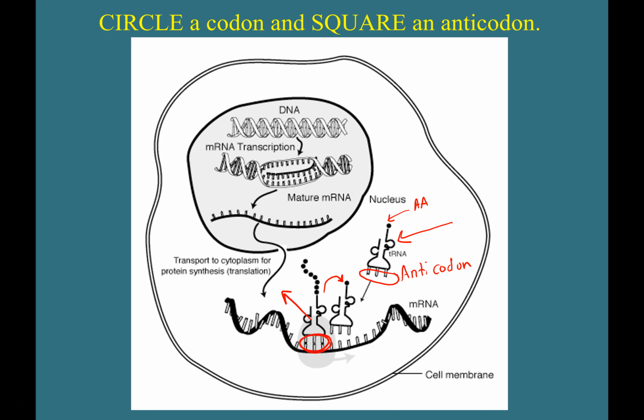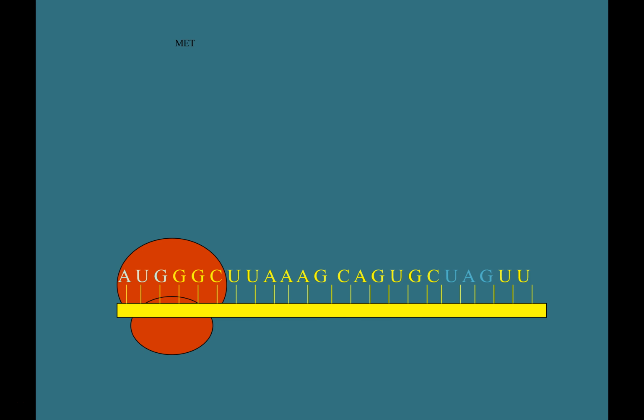Again, it's pretty amazing. So circle a codon. So codon would be here, and you know that because that's on the mRNA. And the anticodon, let's get rid of this since I circled it, but let's square it. The anticodon is right there, which is on the tRNA. So let's kind of build this protein and watch how it goes, and then we'll be done with video 1.